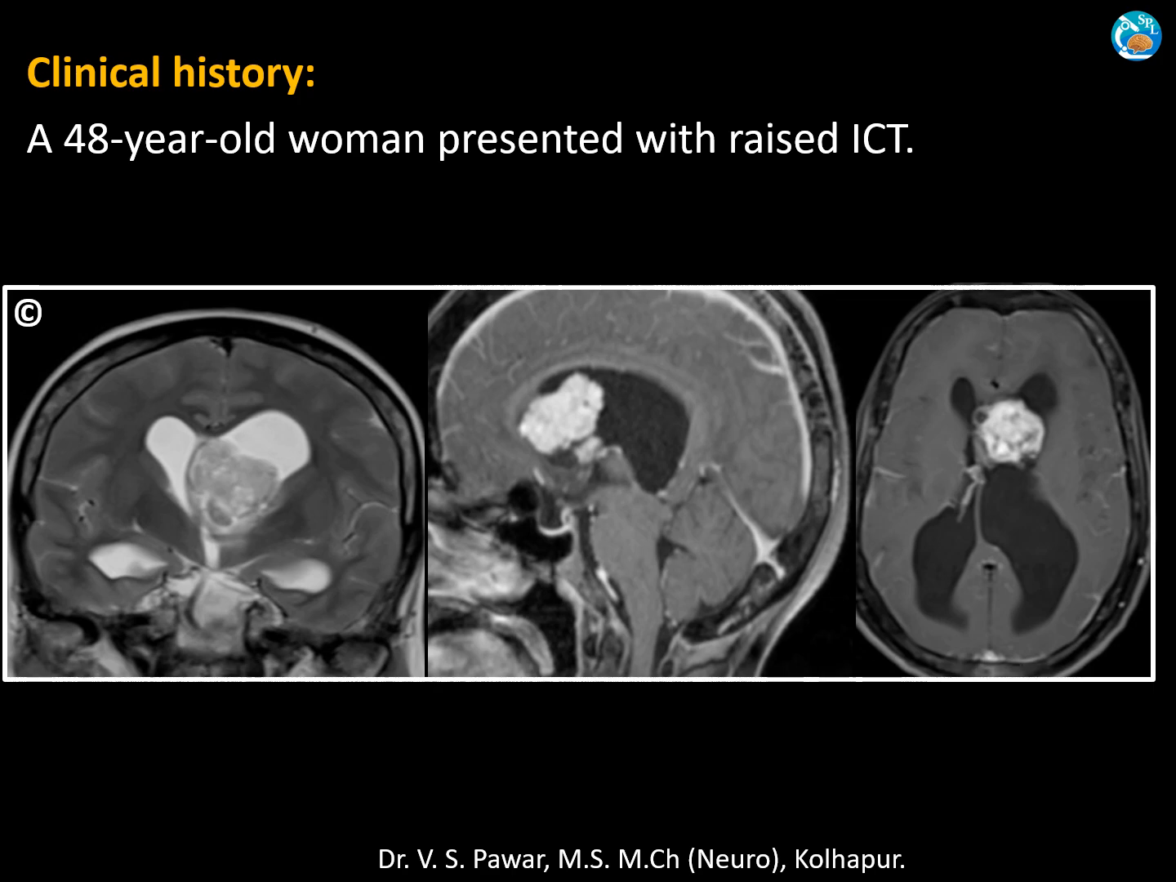Her coronal post-contrast, sagittal and axial T1 weighted images show a well-defined heterogeneously enhancing T2 hyperintense mass in the region of foramen of Monro. She had multiple facial adenoma sebaceum on her face, and also multiple subungual lesions.